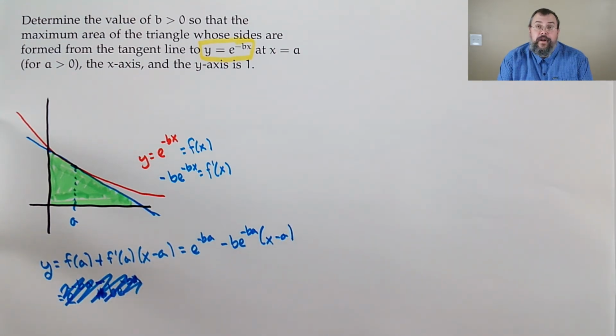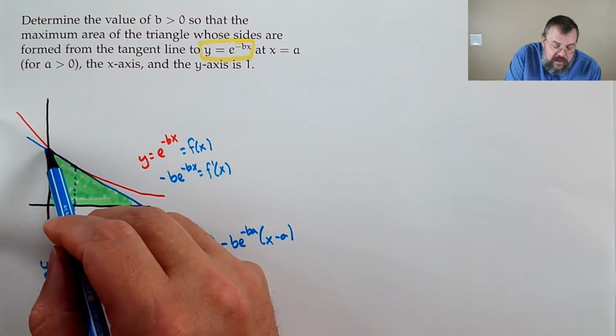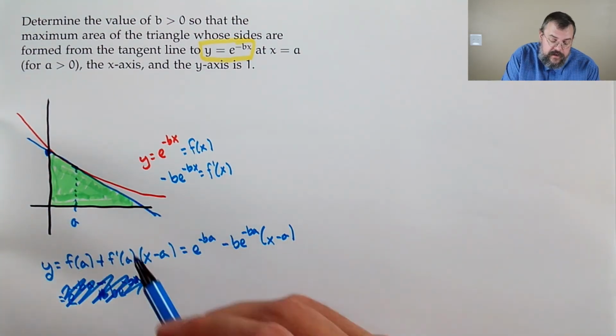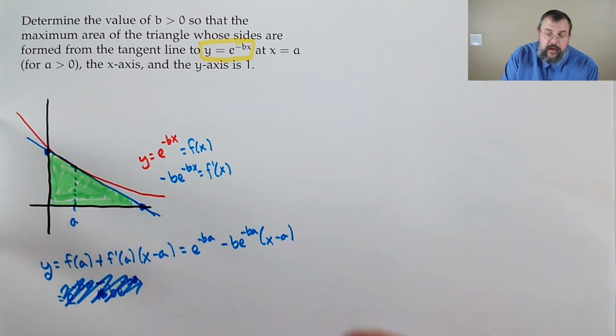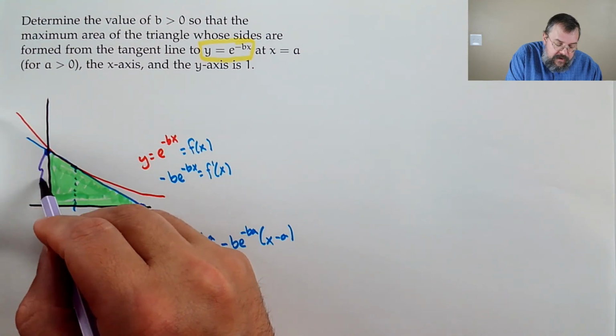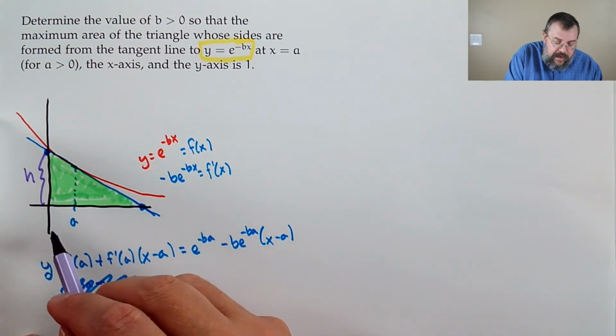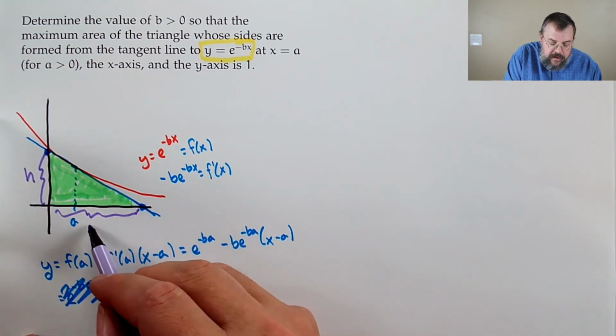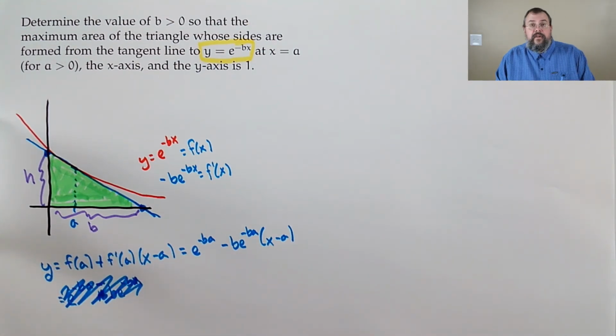Now, we want to know two things. We really want to know where it hits here, the y-intercept, and where it hits there, the x-intercept. You might ask, why do I want to know those two things? The answer is that we're after the area of a triangle, so what I'm looking for are values I can call the height and the base. So the x-intercept and the y-intercept are going to be my height and base.